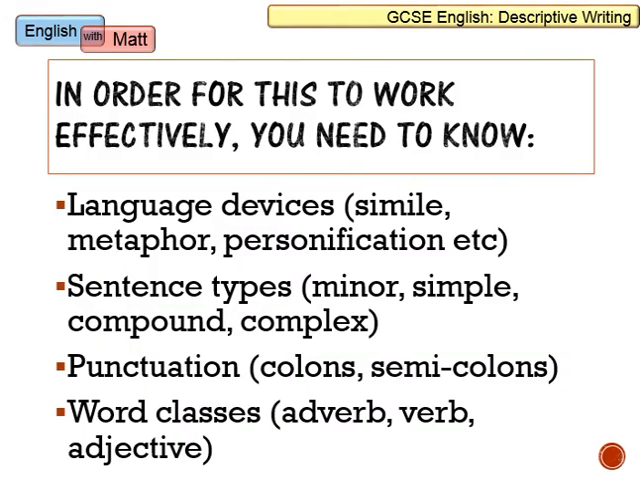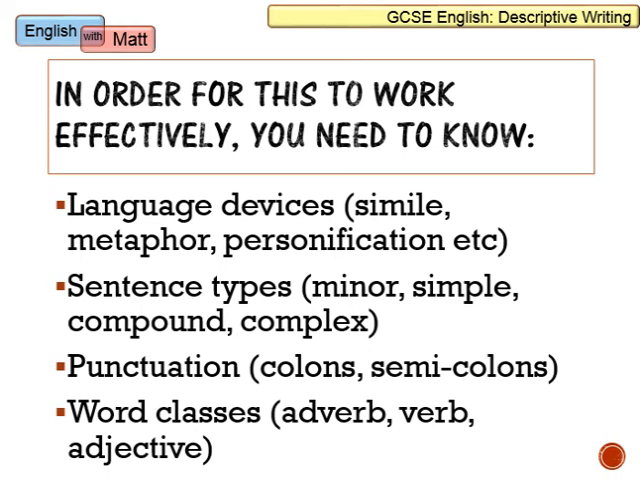So in order to do the slow writing technique effectively, you need to know these 4 things. These are all quite intrinsic, I suppose, to a writing question, particularly for paper 1. So the language devices, the sentence types, so you can have those sentence variations, punctuation, particularly colons and semicolons, and also your word classes. So all of these skills will be practiced in this slow writing technique. So the reason why, again, it's called slow writing is because you've got to think of, well, what is that thing? What is a minor sentence? What is personification? And so on, in order to complete the instruction.